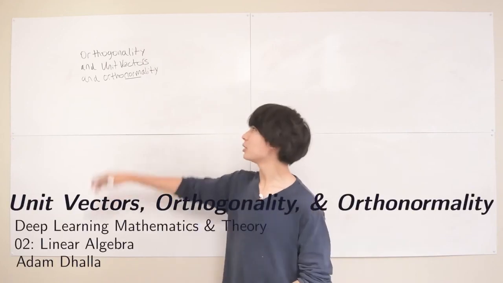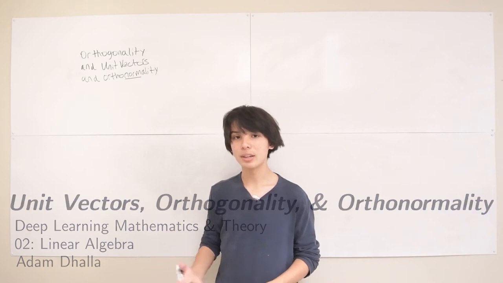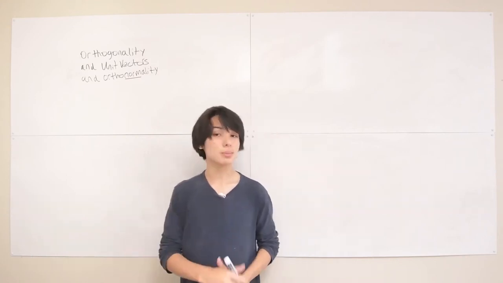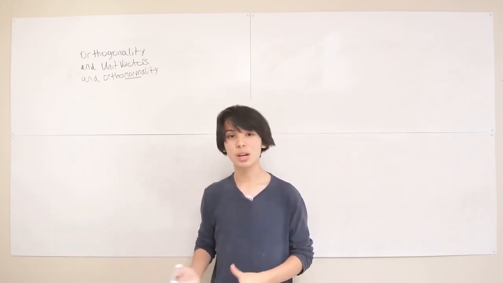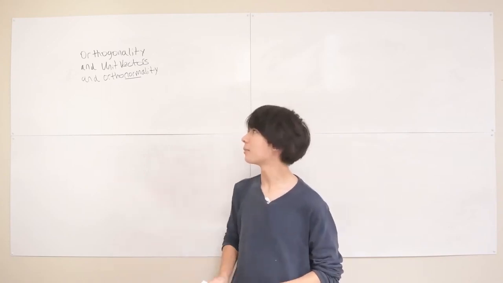Hi, in this lecture I'll be talking about orthogonality, unit vectors, and orthonormality and how they're related. This goes with chapter 2.6 of the deep learning textbook that this course is accompanied with, so I highly encourage you to read 2.6 after watching this lecture.